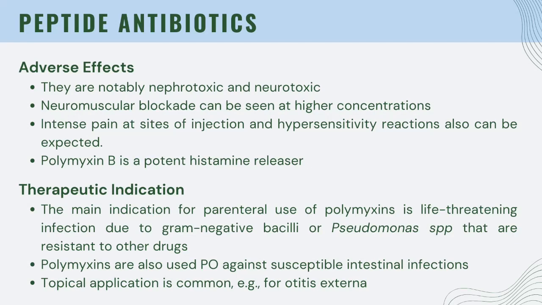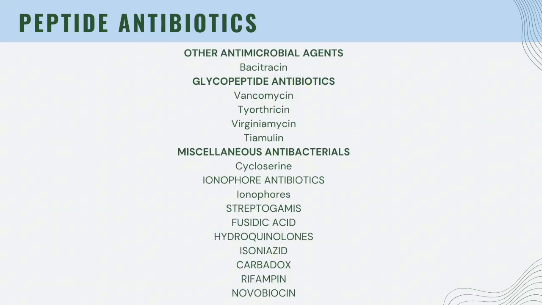The main indication for parenteral use of polymyxins is life-threatening infection due to gram-negative bacilli or Pseudomonas species that are resistant to other drugs. Polymyxins are also used orally against susceptible intestinal infections, and topical application is a common usage of this antibiotic. Here are other peptide antibiotics which are not discussed in detail.